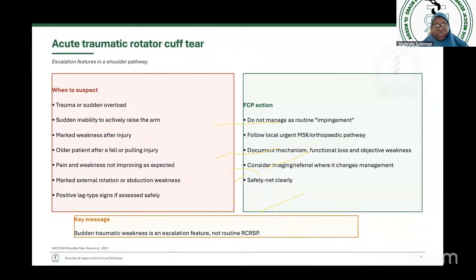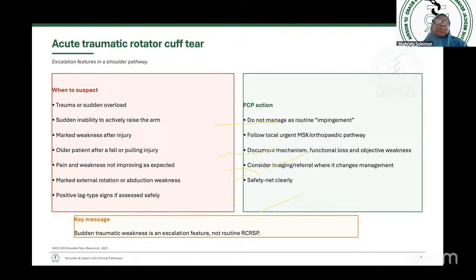So what's the action of the FCP? The FCP is not to manage this as a routine impingement. If there is any traumatic rotator cuff injury, then we shouldn't manage it as an impingement. We should follow the local urgent MSK orthopedic pathway. So this also depends on where you are.